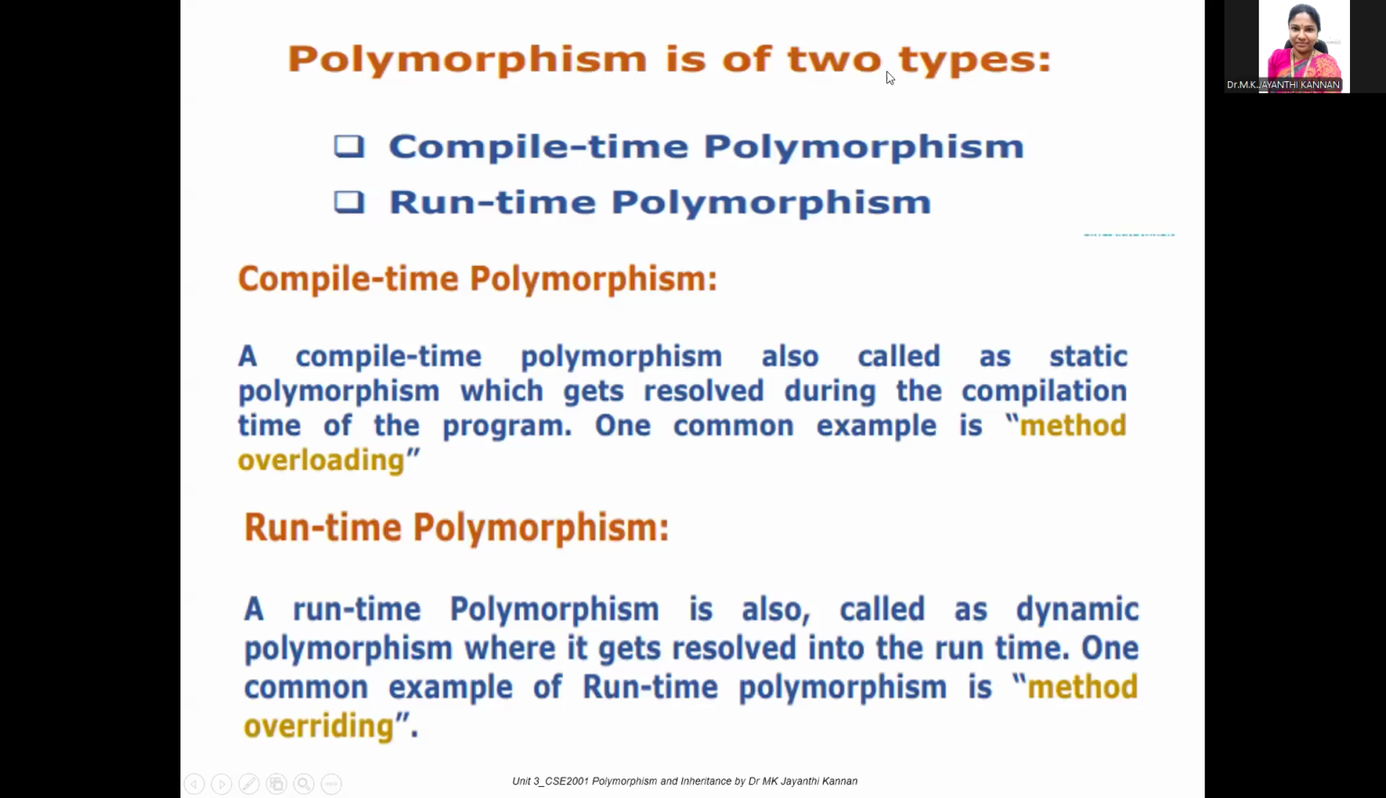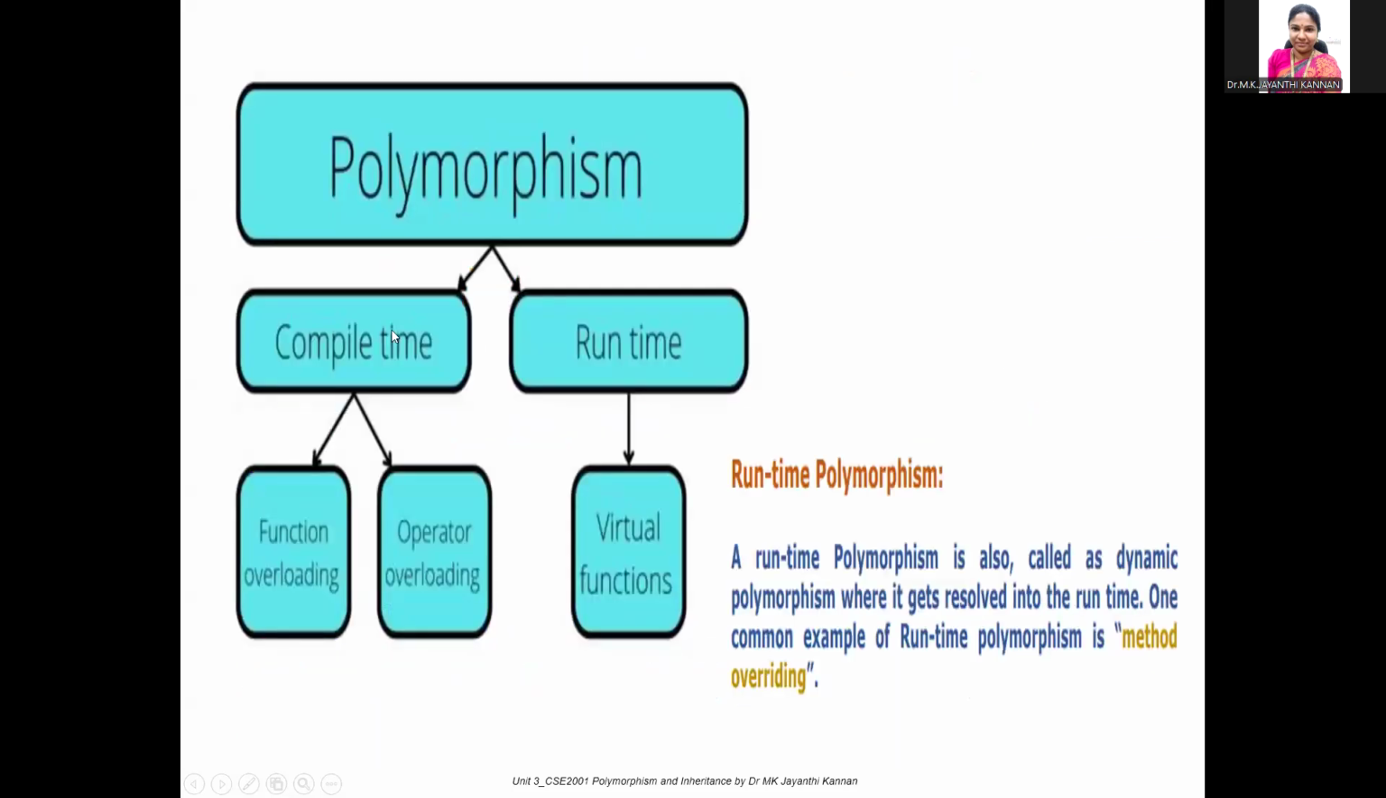As we discussed, polymorphism is of two types: compile time polymorphism and runtime polymorphism. In compile time polymorphism, we have function overloading and operator overloading. In runtime polymorphism, we have virtual functions. So what does runtime polymorphism mean? Runtime polymorphism is also called dynamic binding or dynamic polymorphism, where it gets resolved at runtime. One common example of runtime polymorphism is method overriding. Using method overriding or function overriding and virtual functions, we can attain runtime polymorphism.